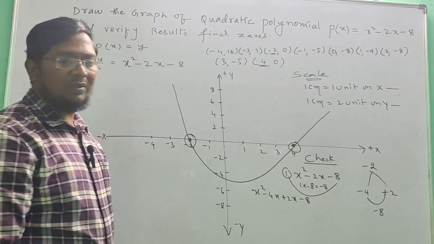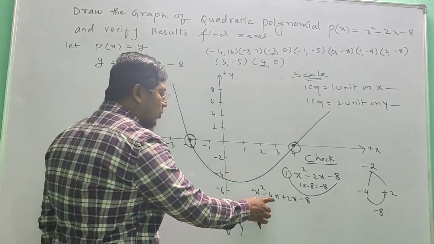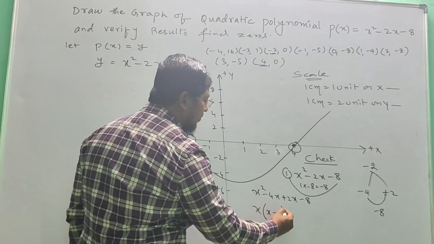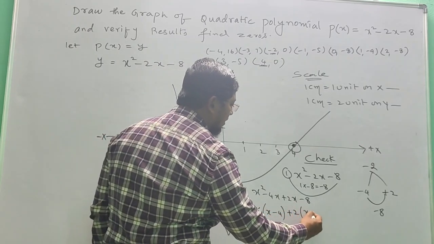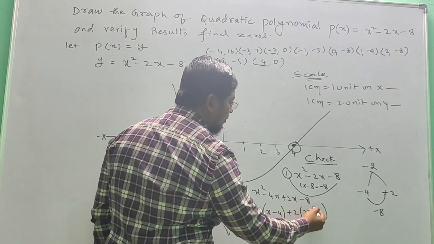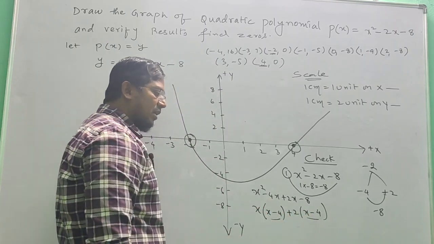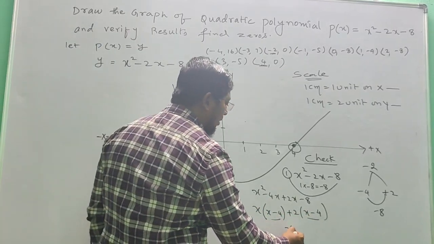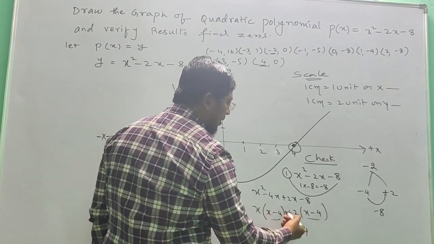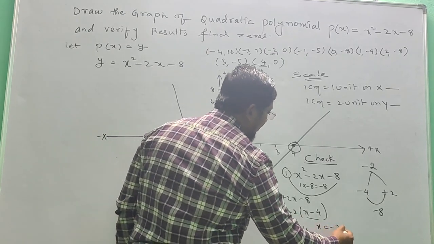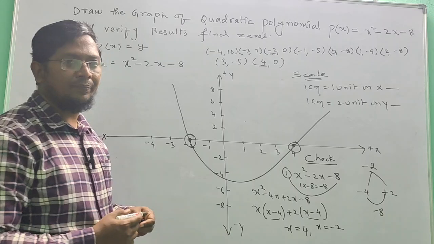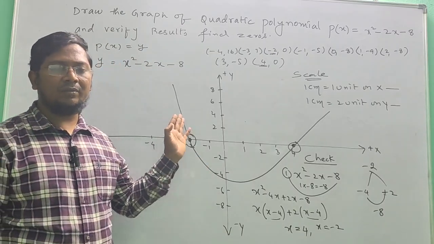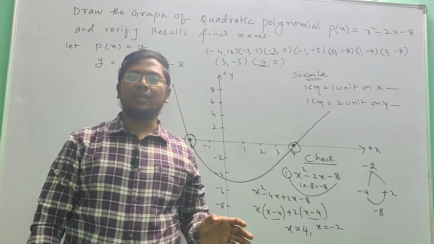Among these, what is common? Here clearly x is common. So x common means x into x minus 4, plus 2 common means 2 into x minus 4, because 2 fours are 8. Both x minus 4 are the same, so x minus 4 is a factor, so x is equal to 4. And x plus 2 means x is equal to minus 2. So we have checked the result also. These two questions on the quadratic polynomial are very important questions in the board exam.